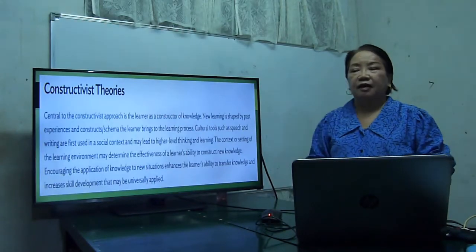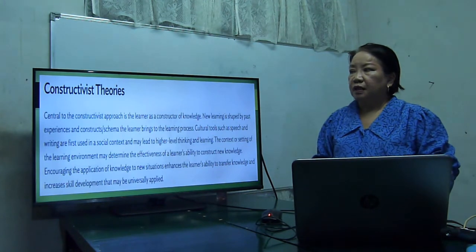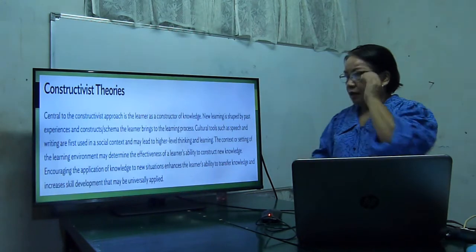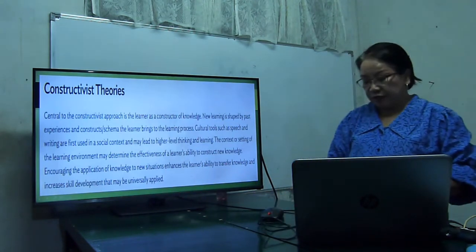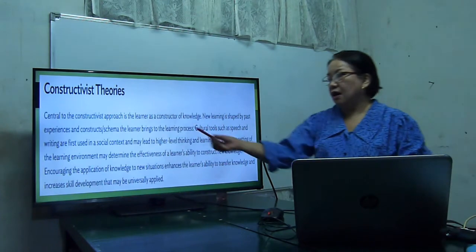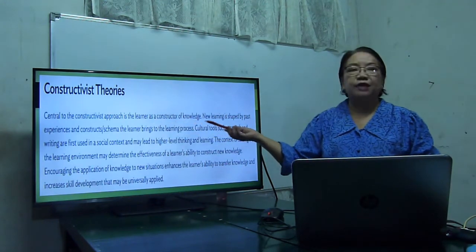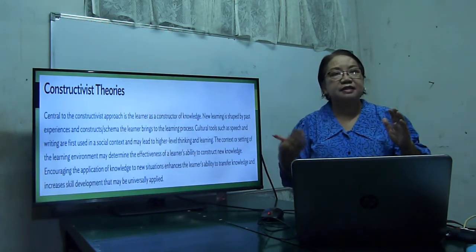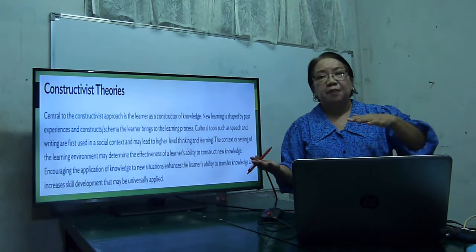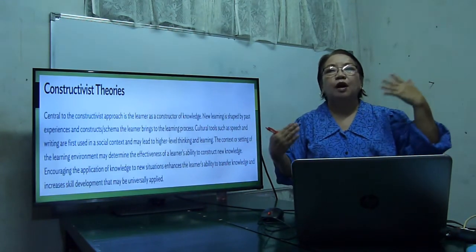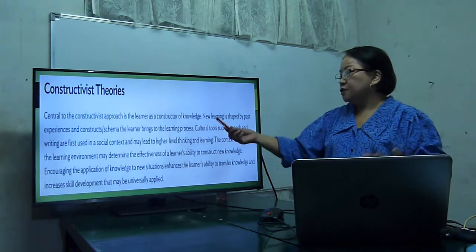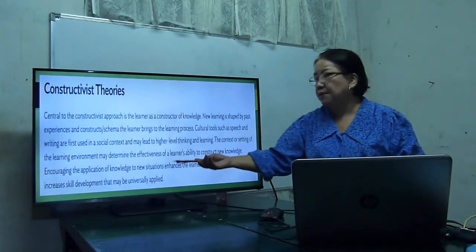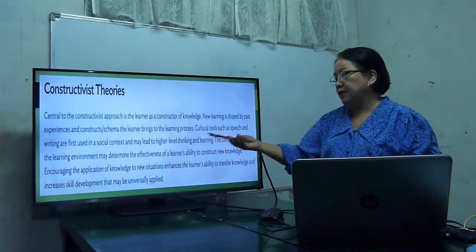Okay, class, next discussion is on constructivist theories. So, central to the constructivist approach is the learner as a constructor of knowledge. In other words, the learner creates or constructs his knowledge. Saan magbase? Based on the experiences, based on what had been learned. Okay? So, new learning is shaped by past experiences and constructs or schema the learner brings to the learning process.